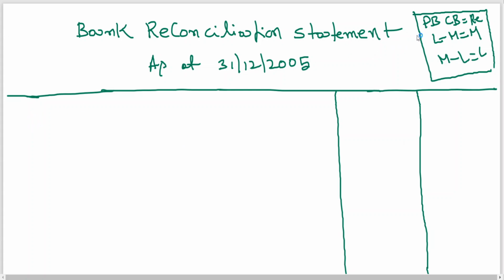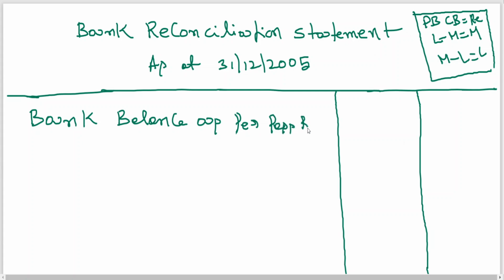By this time you should be good in doing it. So last class the starting point was passbook. This problem, the starting point is passbook. So that starting point here I am writing: bank balance as per passbook. If they simply give bank balance as per passbook without giving anything in detail, we shall assume this as a favorable balance.